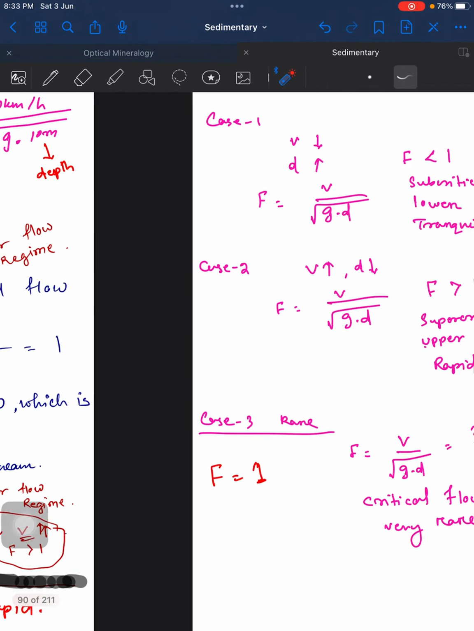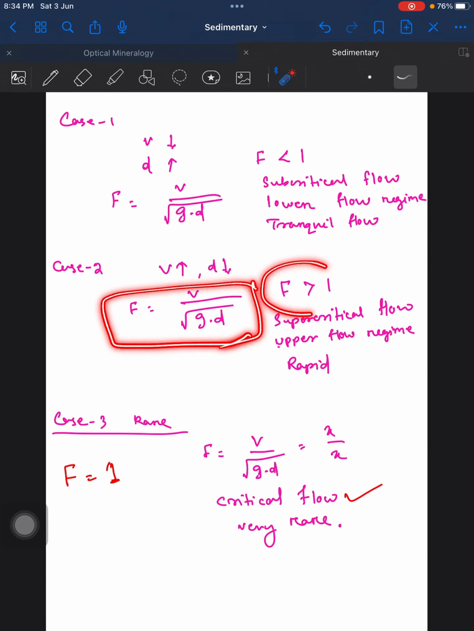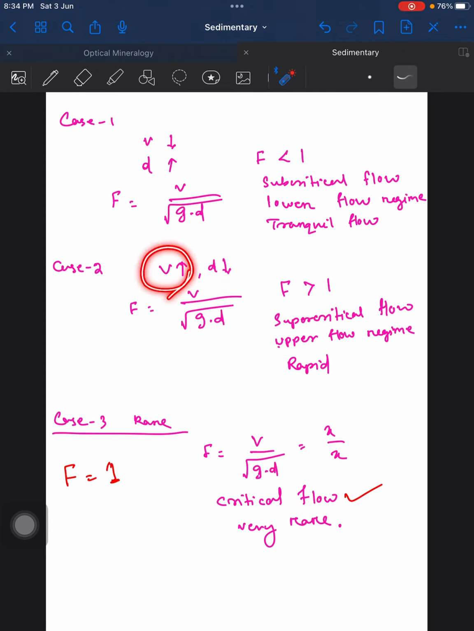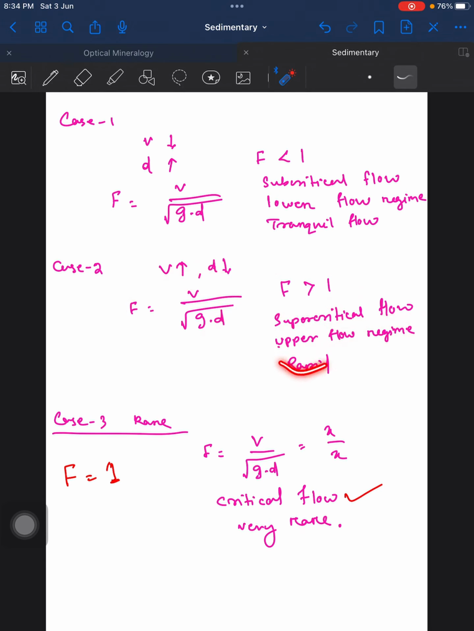Then we will be moving into the same thing: when velocity is low, depth is high, Froude number is less than 1, this is subcritical flow or known as tranquil flow, that is the lower flow regime, and F is equal to V by root of GD. In case 2, if the flow velocity is high and depth is low, the Froude number F will be greater than 1. This is the supercritical flow or upper flow regime flow. This leads to the formation of rapid.